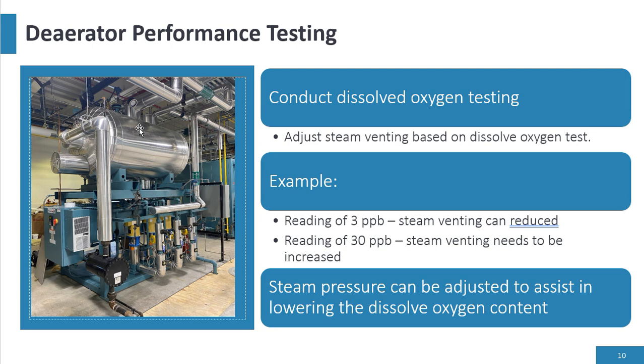Performance testing: conduct dissolved oxygen testing. Adjust the steam venting based on the dissolved oxygen test. For example, if you have a reading of 3 parts per billion, steam venting can be reduced. With a reading of 30 parts per billion, steam venting may need to be increased. Steam temperature can be adjusted to assist in lowering the dissolved oxygen content.